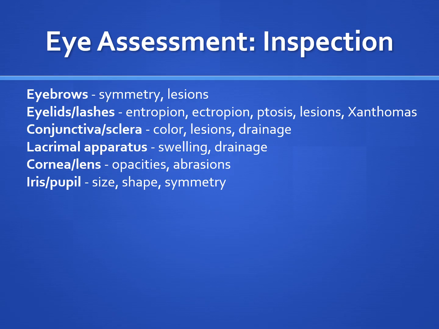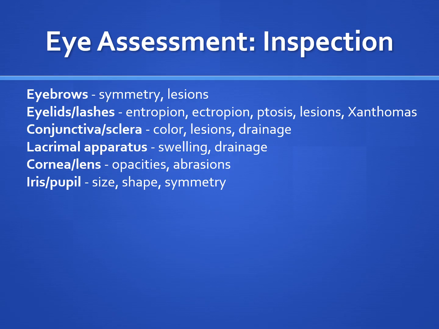Eyelids and lashes, we want to look carefully at the lid position and structure. Sometimes we see ptosis, which is a drooping eyelid, can be a neurologic issue. An entropion, where the lid turns inward and the lashes can irritate the cornea. Ectropion, where the lid turns outward, and we see some dryness and tearing. We're also assessing for any lesions, xanthomas, which are yellow plaques, indicating lipid disorders.